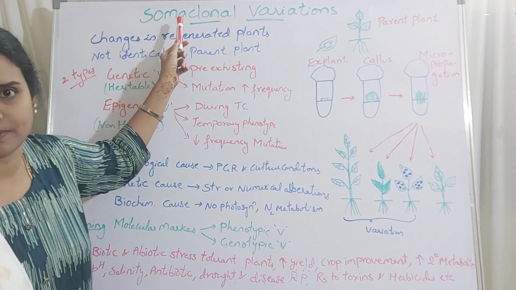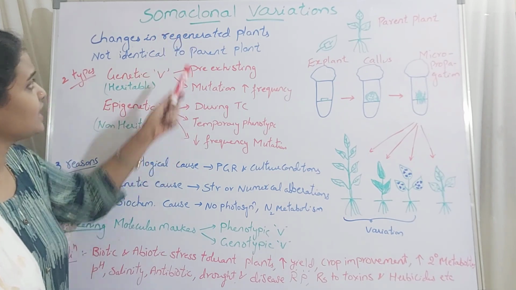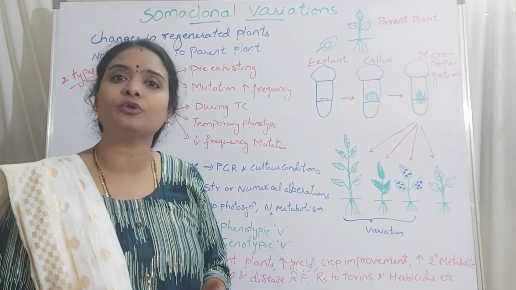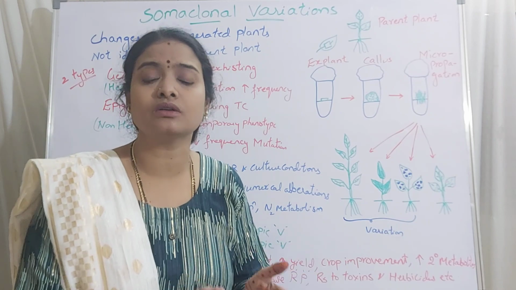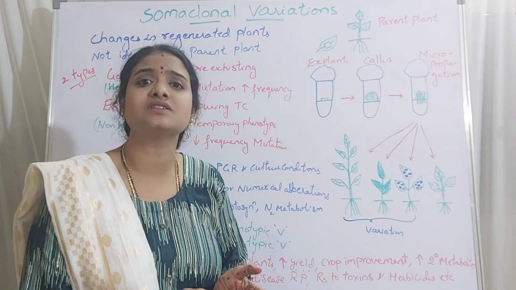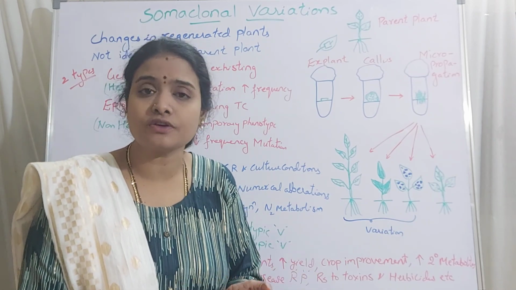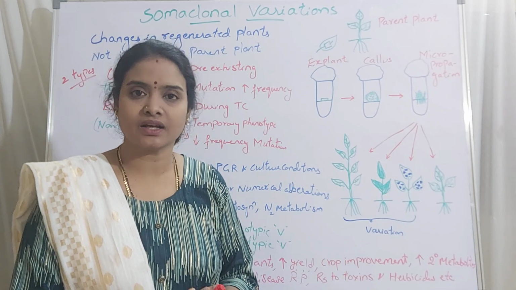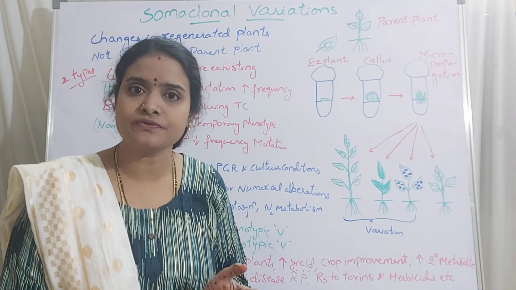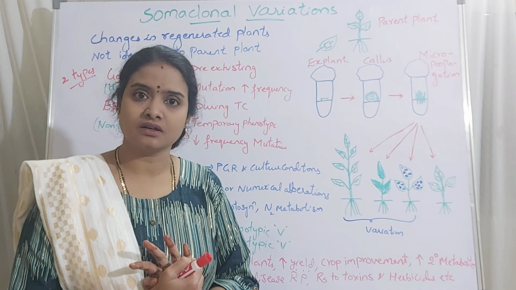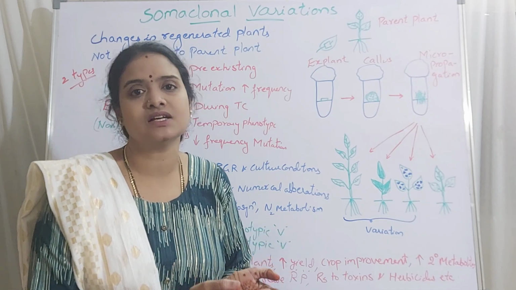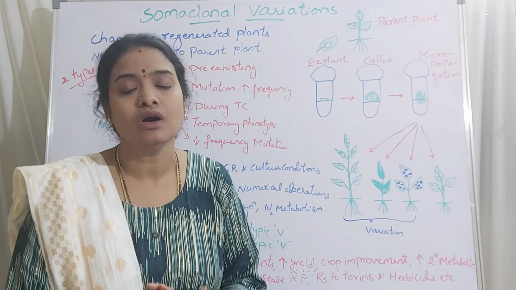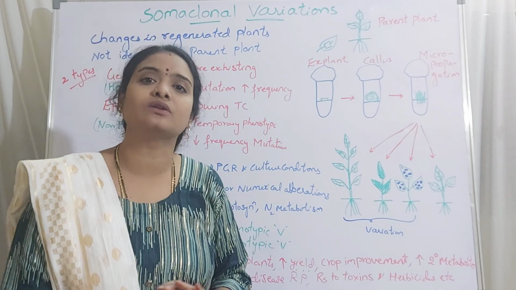taken as the explant. Either in case of clonal propagation or micropropagation, first you are going to have an intermediate stage, that is the mass of cells called callus. The callus is a mass of undifferentiated cells. These are unorganized cells which later develop into the shoot and root system.